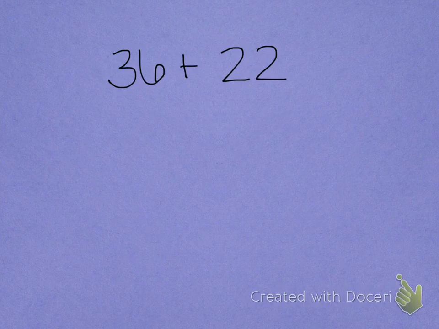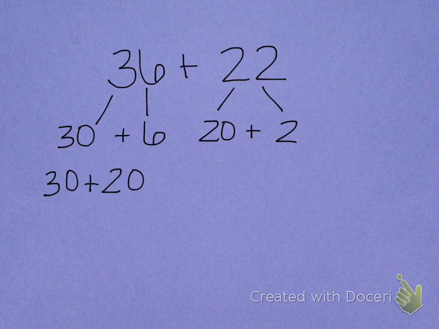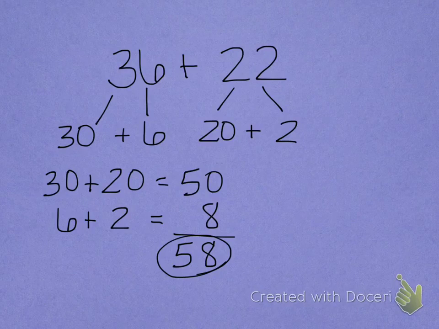Now you try. Remember to pause the video while you work. Did you break the 36 into 30 and 6? And then break the 22 into 20 and 2? Then add your tens together. 30 plus 20 equals 50. And now add your ones together. 6 plus 2 equals 8. And finally, add your 50 plus 8 to get a final sum of 58. Great job!